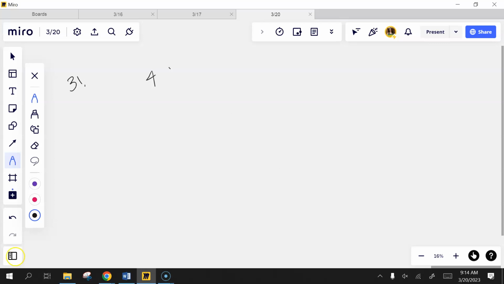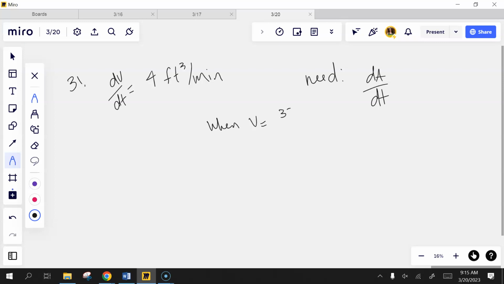Of 4 cubic feet per minute. So I'm going to call that dV/dt because that's the volume changing at that rate. This is the rate in square feet per minute at which the surface area is increasing. So this is what I have. I need to find the rate that the area is changing, when volume equals 32 pi over 3 cubic feet.